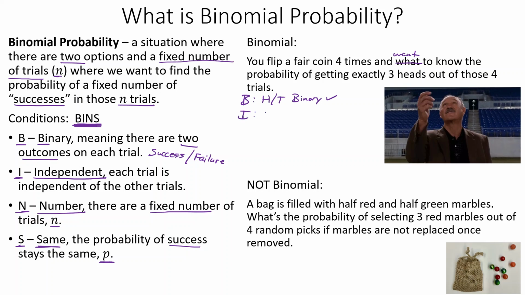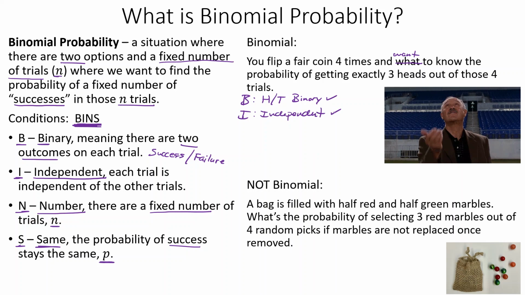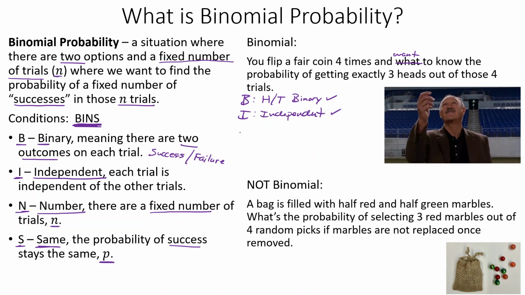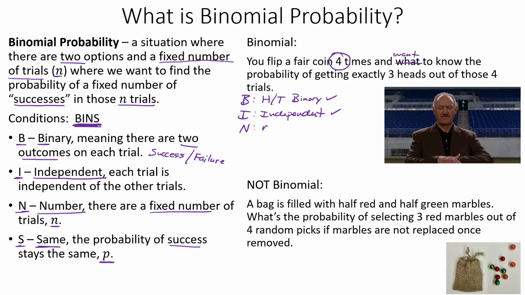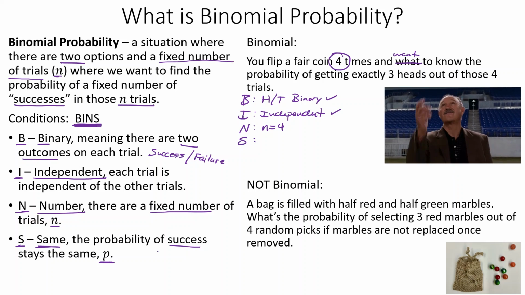I, coin flips are independent. So if you get heads the first time you flip a coin, you still have a 50-50 chance of getting tails the next time. That doesn't change. N, do we have a fixed number of trials? Well, yeah, we're going to do it exactly 4 times. So N is 4.